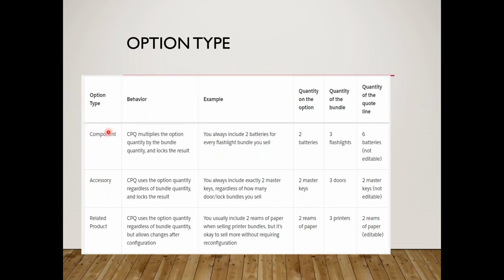This is how there are three types: component, accessory, and related product. And the recommended approach or recommended solution is related product. So you are giving the flexibility to your sales rep to change that.